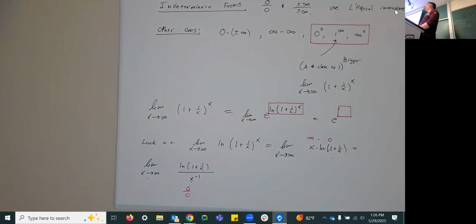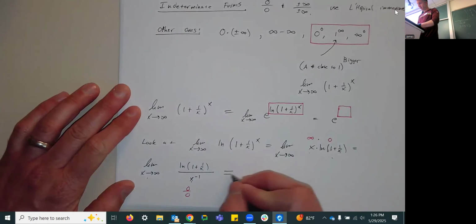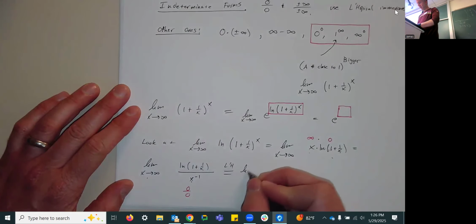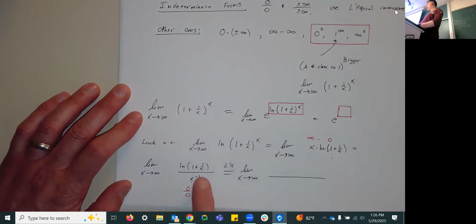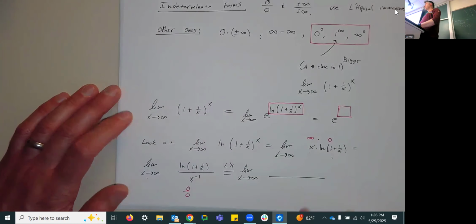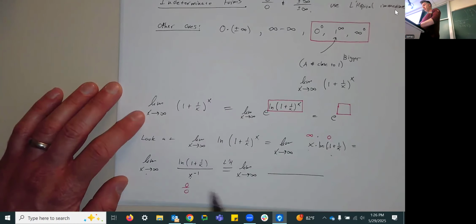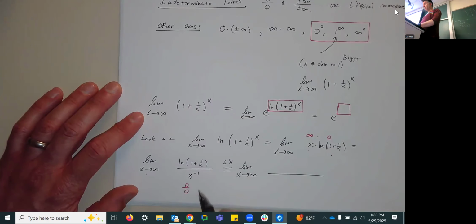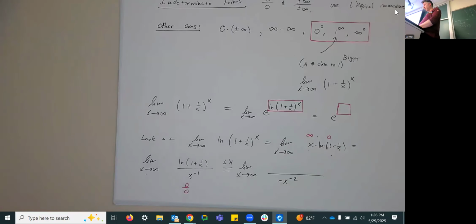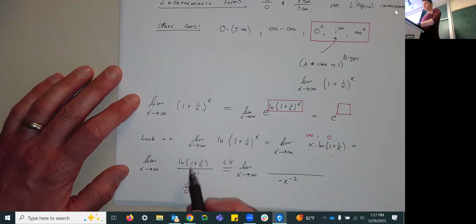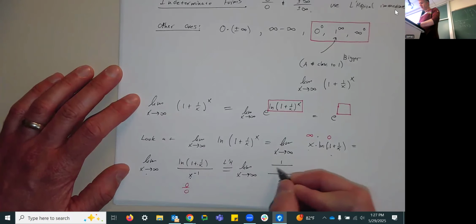And now finally we're allowed to utilize L'Hopital's rule. It's going to be the limit as x goes to infinity of the derivative of the top over the derivative of the bottom. Something I want to point out: x to the negative 1 is the same thing as 1 over x. So when I differentiate the bottom, I'm going to get negative x to the negative second. And when I differentiate the top, the derivative of the natural log of some stuff is 1 over the stuff.